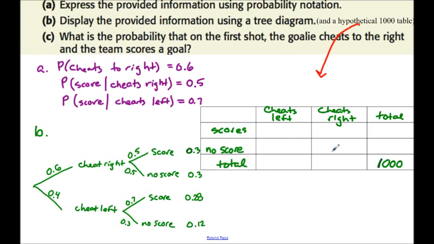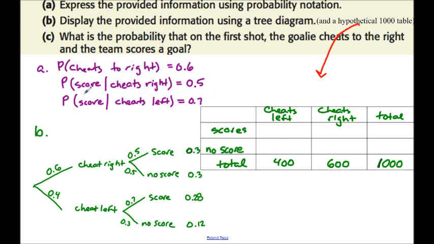So each of these are counts, okay? So the probability of any given shot that the person cheats right is 60%. So that would mean out of 1,000 shots, we would see 600 shots where they cheat right. So therefore, how many does that leave for cheat left? That'd be 400, right? Okay.